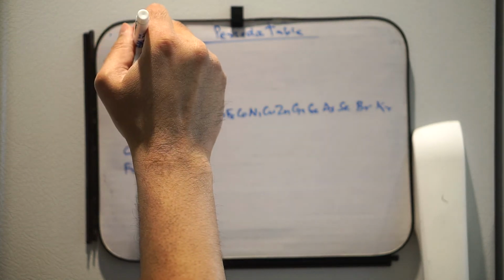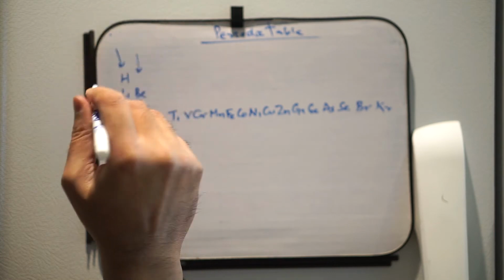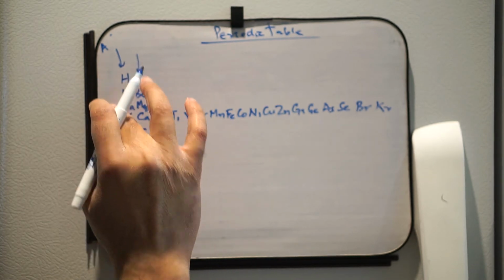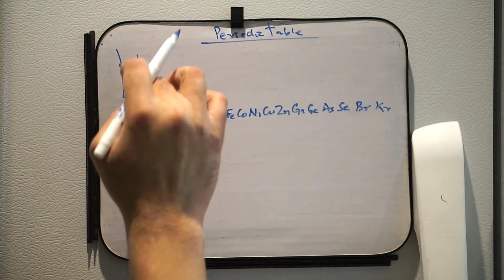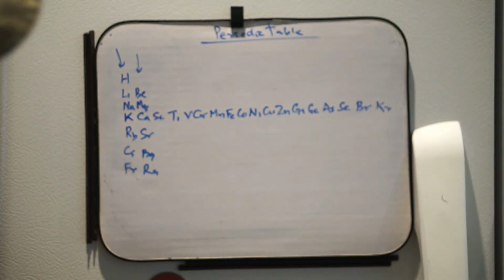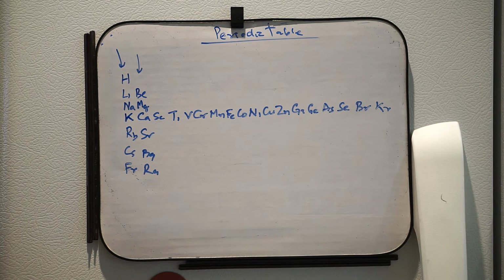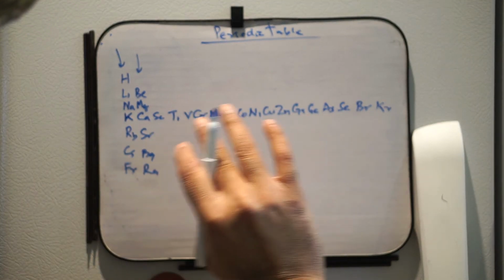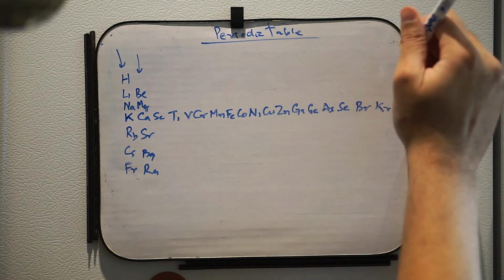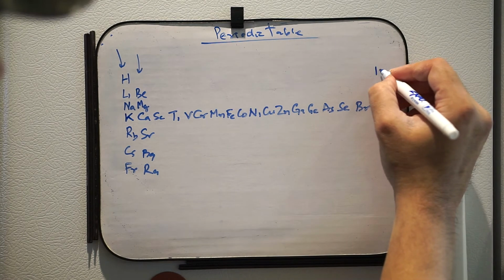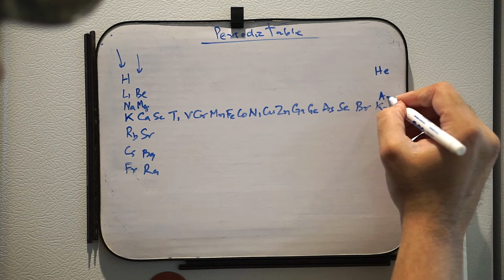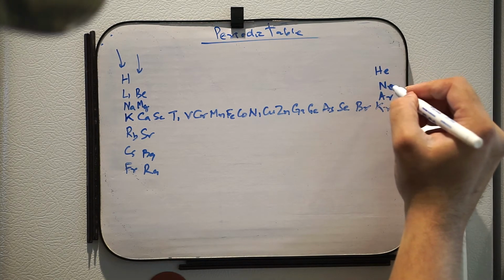These are your alkali metals: lithium, sodium, potassium, rubidium, cesium, francium. These are your alkaline earth metals. Then this middle area starts to become more ambivalent as it goes towards metallic, a more diverse portfolio. These are your inert gases: helium, neon, argon.